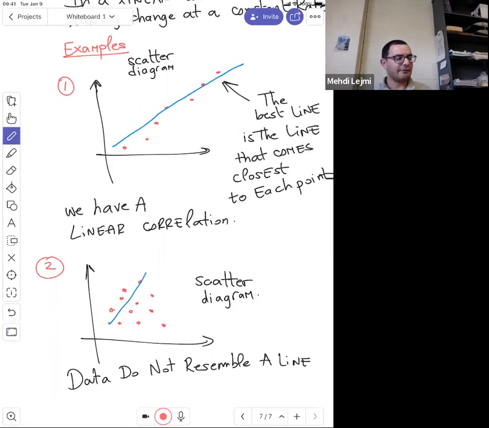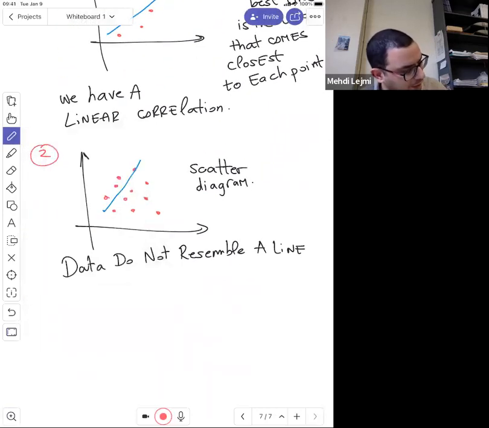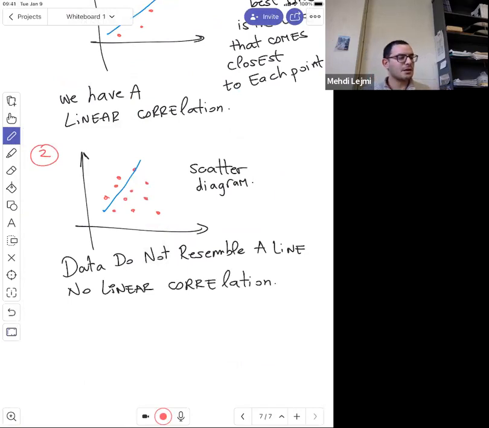So we don't have a linear correlation in this case. There is no linear correlation here. A perfect linear correlation would be when all the points lie on the same line.